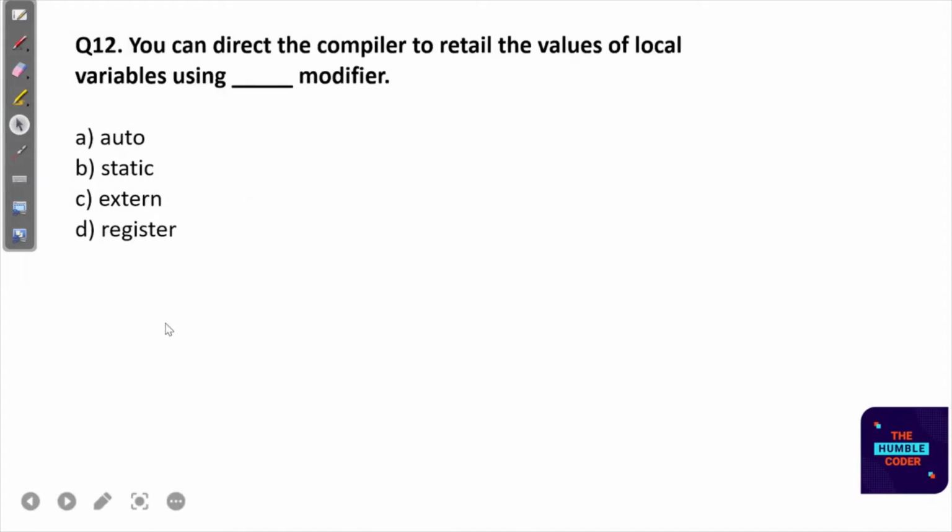You can direct the compiler to retain the values of local variables using dash modifier. So there are four options again: auto, static, extern, and register. So the correct answer for this question will be static. Option B is the correct answer in this case.